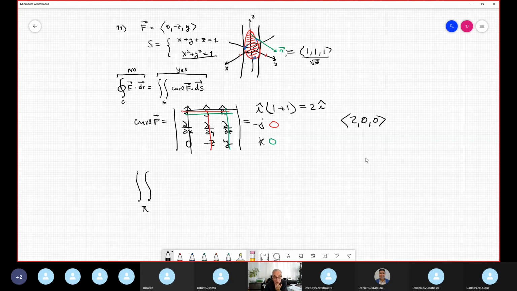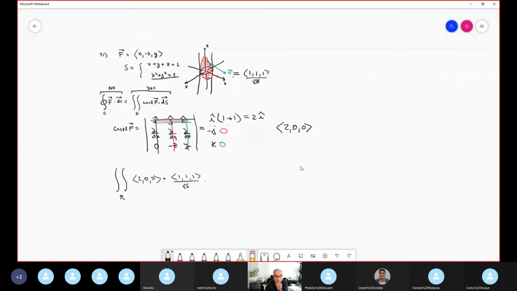Inside the double integral, we have a vector, the curve, 2, 0, dot product the normal vector, 1, 1, divided by radical 3. If you want, you put radical 3 inside, component by component. I need to finish with dx dy, or not necessarily dx dy. Remember the formula of the ds.